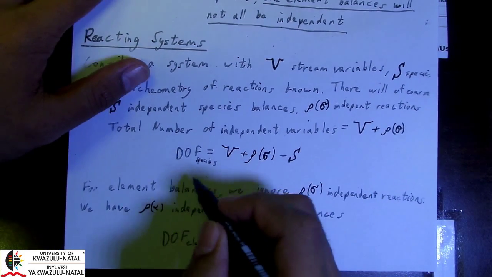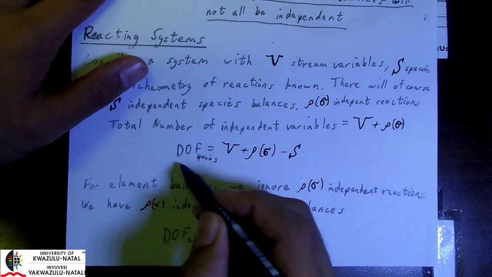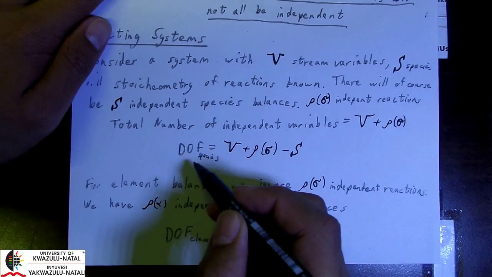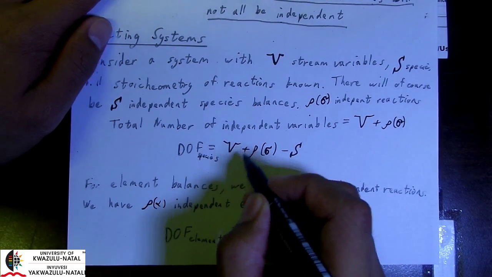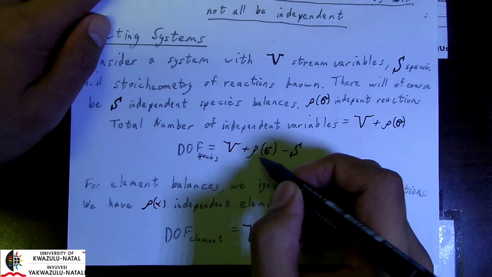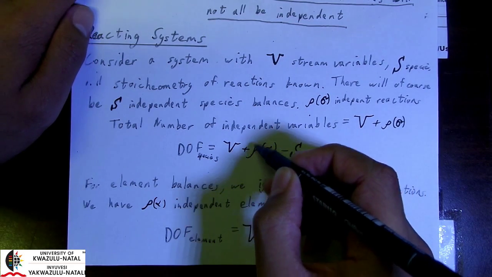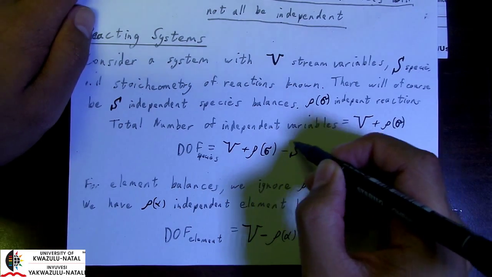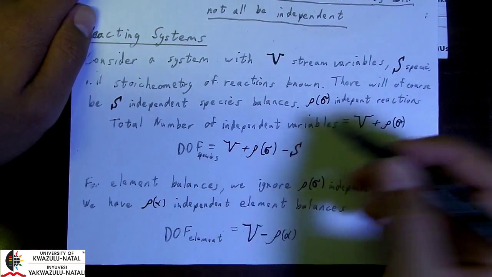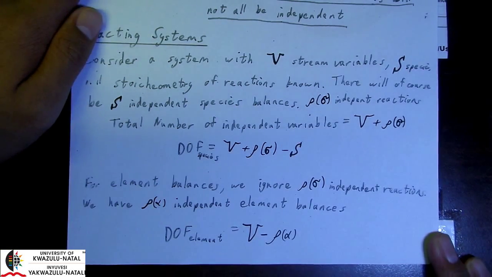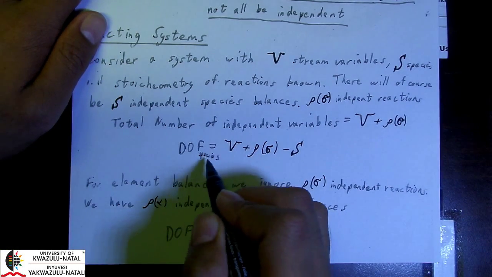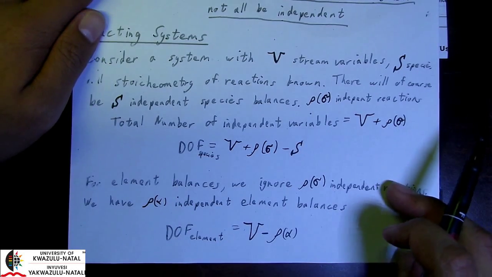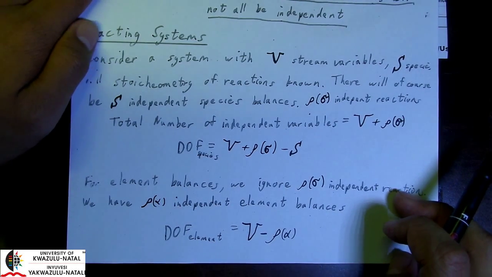A simple calculation is that the degree of freedom in the case of species balances is equal to the number of stream variables plus the number of independent reactions minus the number of species, in other words, the number of species balances. So this is our degree of freedom, neglecting, of course, our specifications and subsidiary relations.